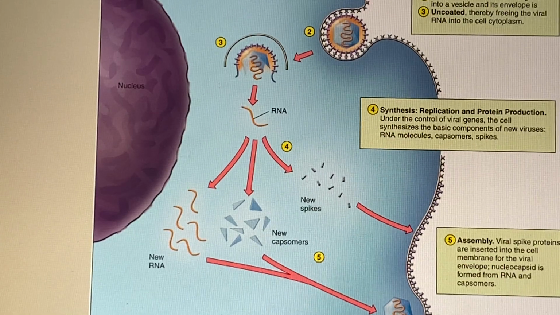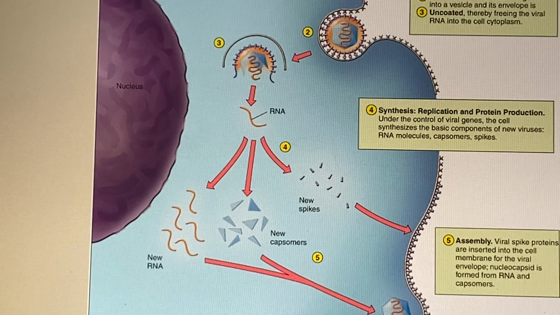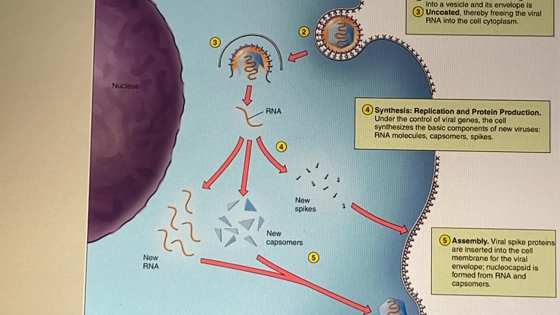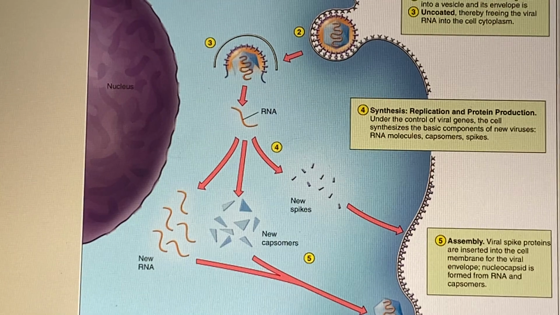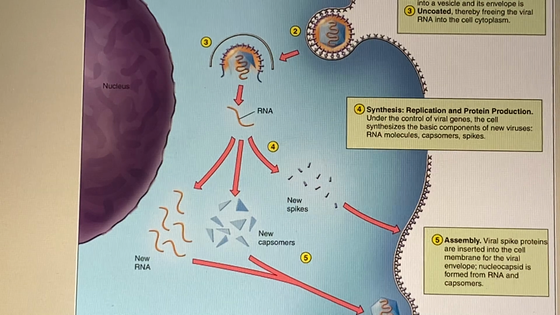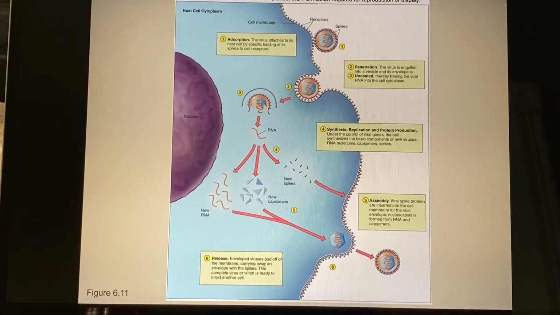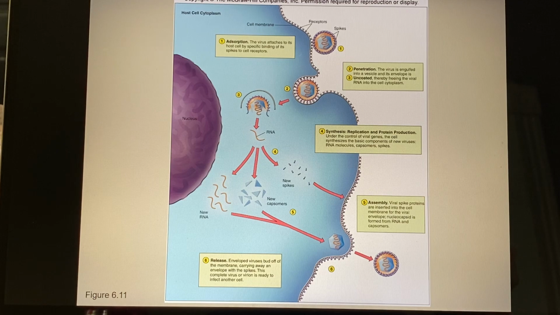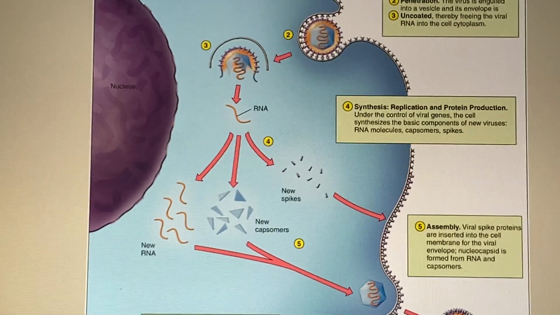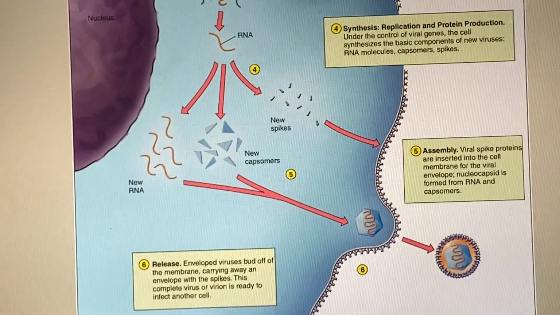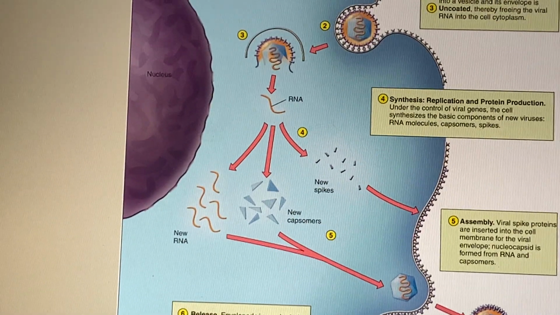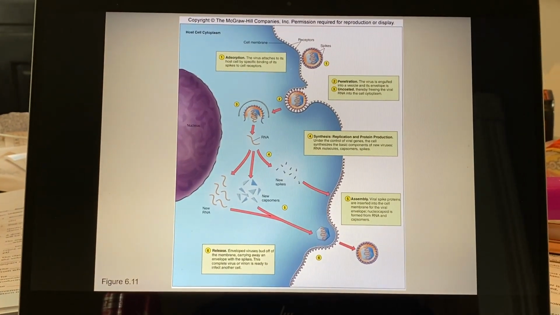In this case, it's an RNA virus. So it's going to use RNA polymerase to make more copies of the RNA. You're going to have translation happen so that you can make new spikes and new capsomeres. Then all of those get put together and they leave the cell. The only thing that this animation isn't showing you is that you don't make just one little virus. You're making potentially hundreds of thousands of viruses. So this is a good overview slide to look at.